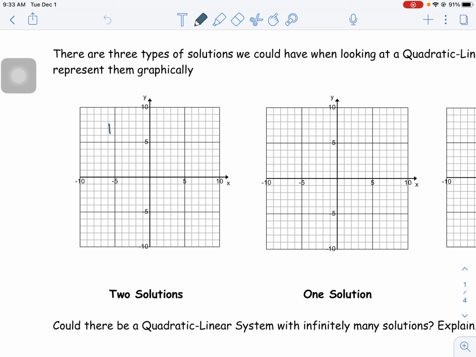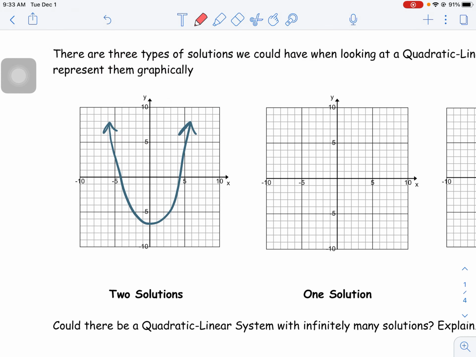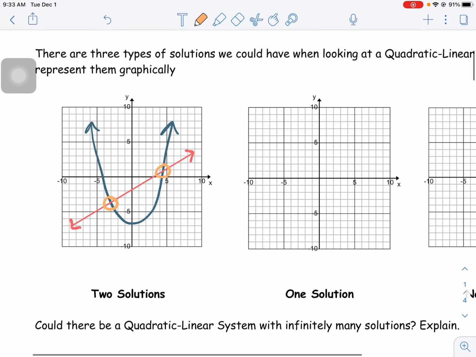That one is pretty much our most basic one. We're going to have a quadratic. All right, it doesn't need to be pretty. Just throw a quadratic on that graph. And then we would have a line going through that quadratic just diagonally somehow. And notice we would get two solutions, right? We would get a solution here where it crosses, and we get a solution right there where it crosses.